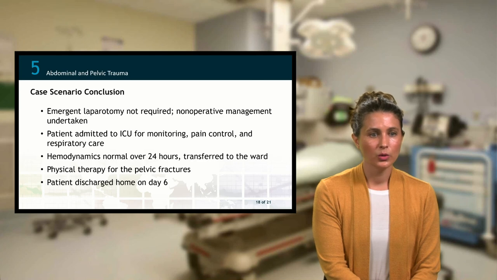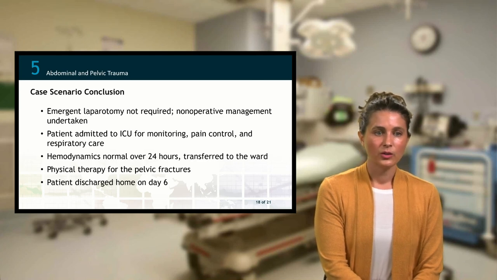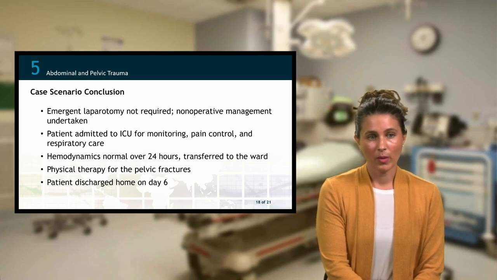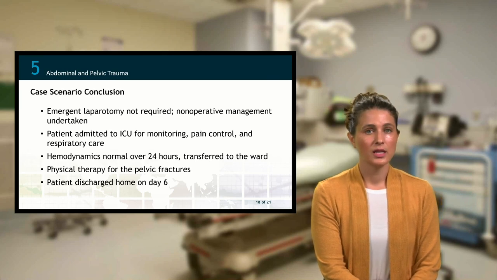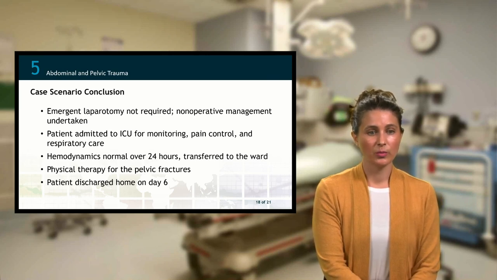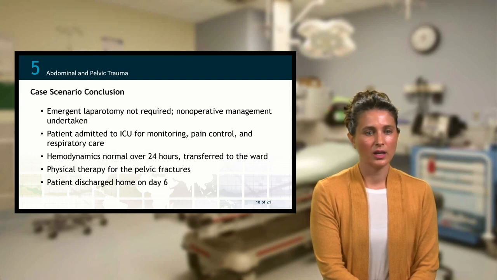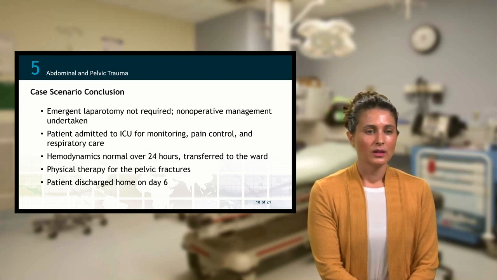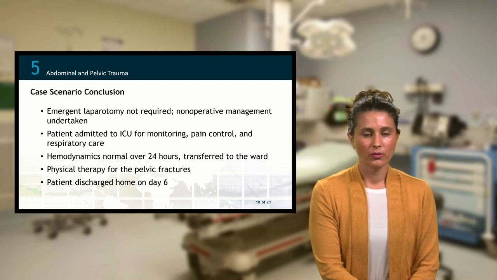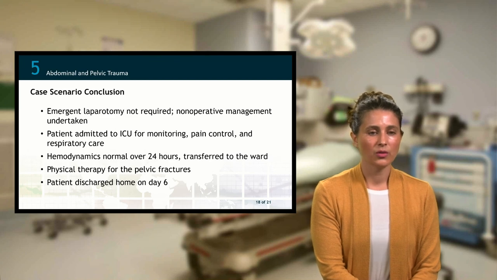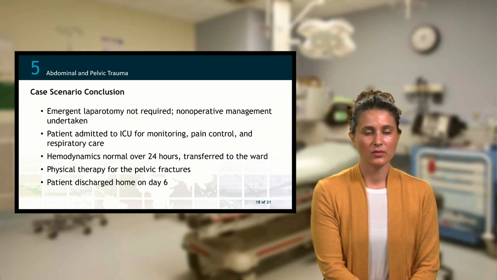So in conclusion, this patient did not need an emergent laparotomy. Non-operative management was undertaken. He was admitted to the ICU for monitoring, pain control, and respiratory care, because don't forget he had those rib fractures. So we want to make sure he has good pain control and is taking good deep breaths to prevent a pneumonia. Hemodynamics normalized over 24 hours. He's then transferred to the ward. He's undergoing physical therapy for his pelvic fractures, and he is eventually discharged home on day 6.